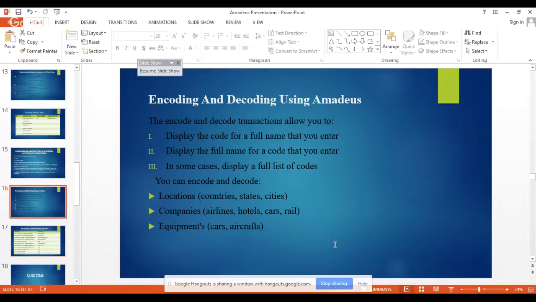And apart from that, in some cases, it also displays a full list of codes, depending on whatever you want to do. There are times you forget a code, so there are ways you enter it to give you the different codes you need. Now you can encode and decode location. When we're talking about location, we're talking about countries, states, and cities. And you can also encode and decode companies such as airline, hotel, cars, and rail. We'll be talking much more about that as we proceed.